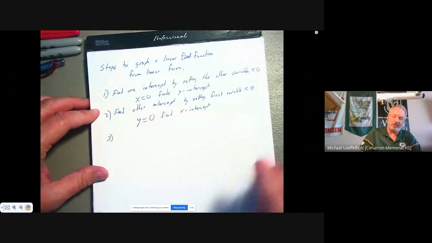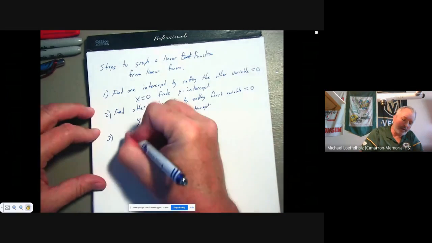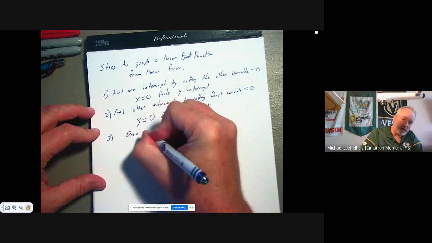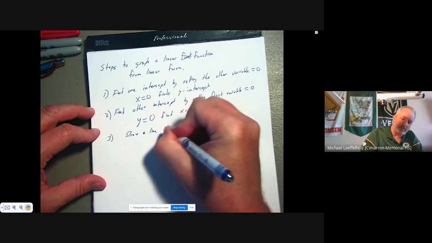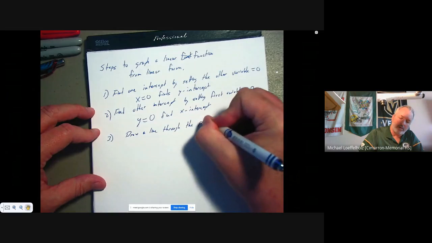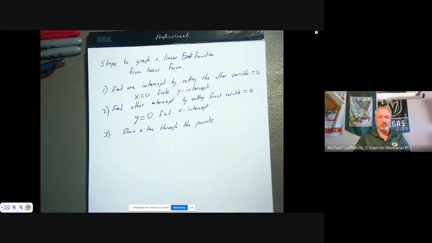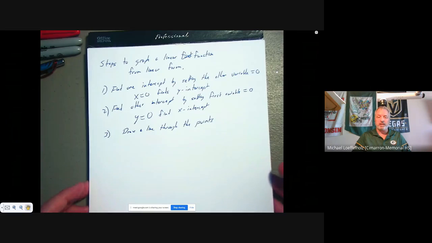Okay, last one is, those give you your points, which means then you graph your intercepts, and then all you got to do is draw a line through the points. Okay, those are your 3 steps. Draw a line through the points is the 3rd step. Now this is pretty simple. Now I'm going to go back and forth.